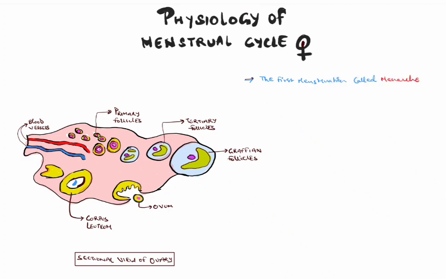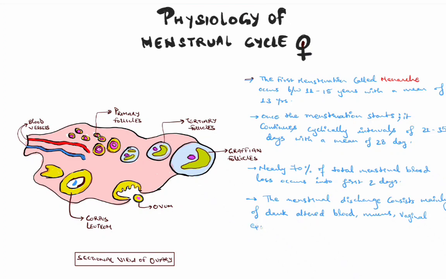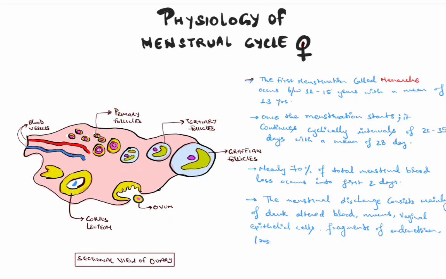If we talk about the anatomical aspect, the first menstruation is called menarche, which occurs between 11 to 15 years with a mean of 13 years. Once menstruation starts, it continues cyclically, at intervals of 21 to 35 days with a mean of 28 days. Nearly 70% of total menstrual blood loss occurs in the first 2 days.